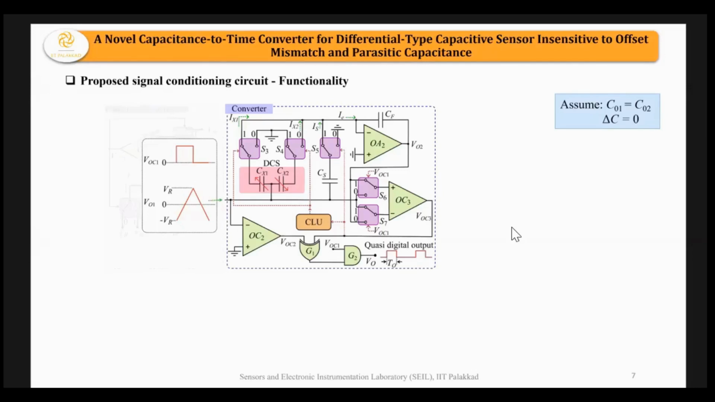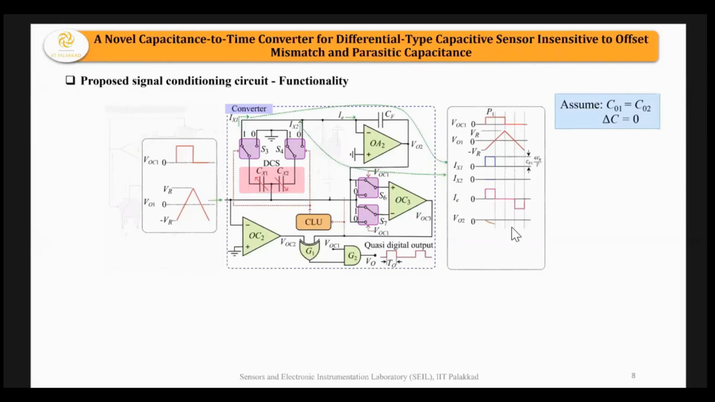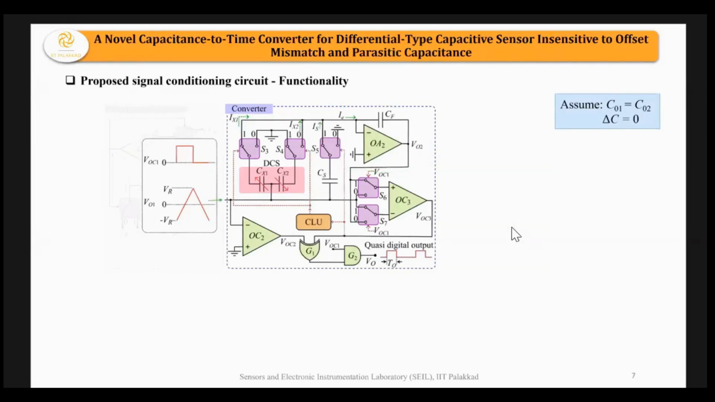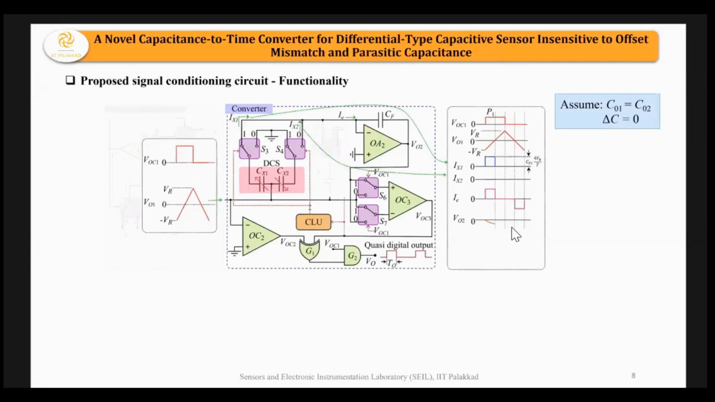Okay, so we'll see how it works. We'll assume initially that the capacitors are ideal, that is, C01 and C02 are equal, and delta C is equal to 0. Meanwhile, let us also assume that there is no CS, that is, there is no reference capacitance.